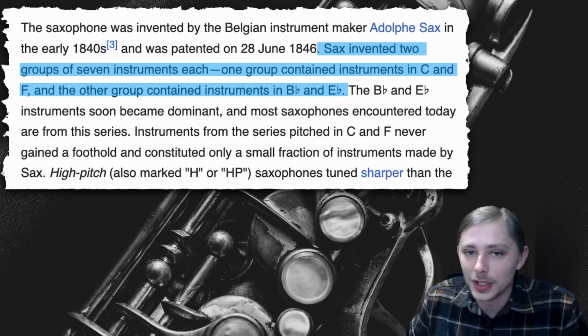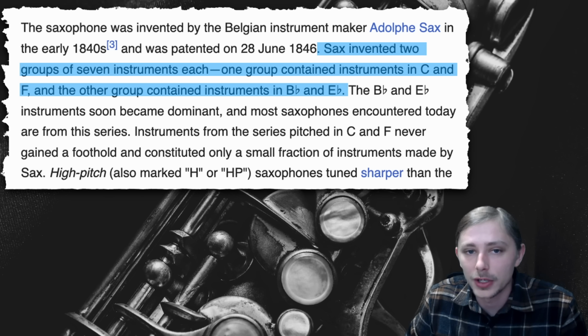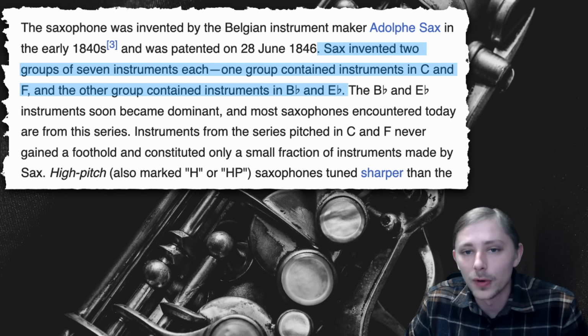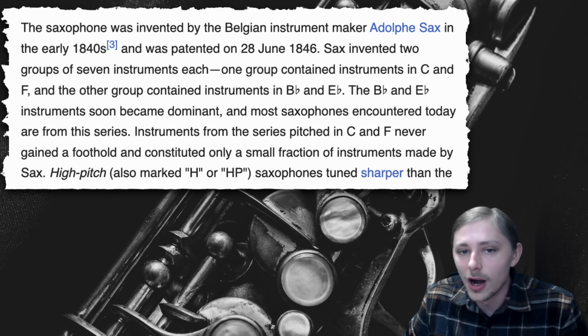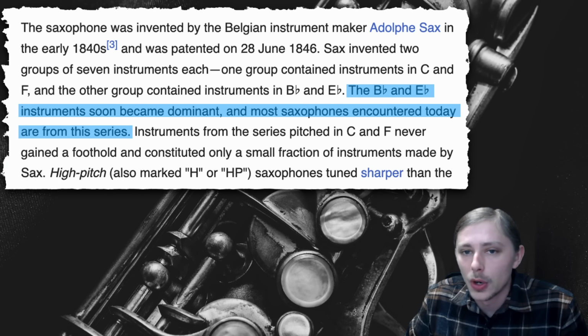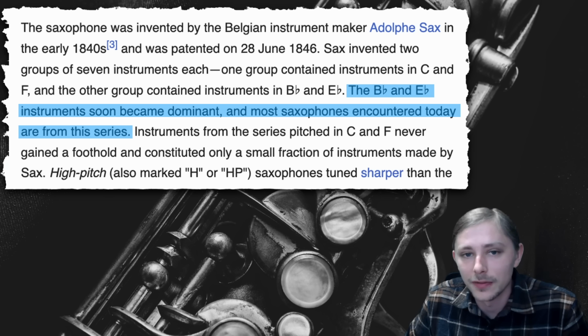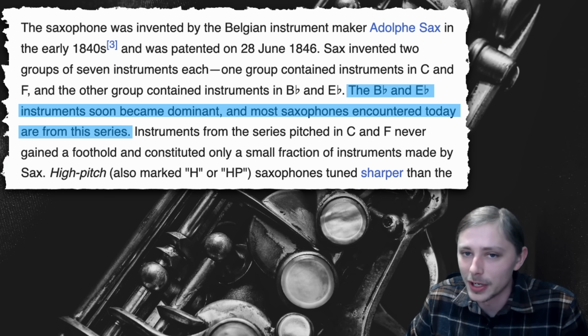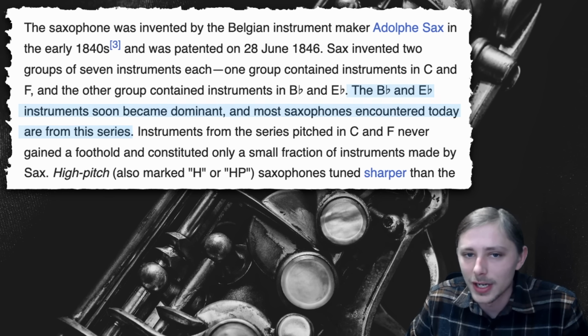One family was in the keys of C and F, which would have made transposition unnecessary for at least a few instruments, and the other family was in the keys of B-flat and E-flat. The players and composers at the time chose the family of B-flat and E-flat to be the dominant one, so you kind of brought this on yourselves.